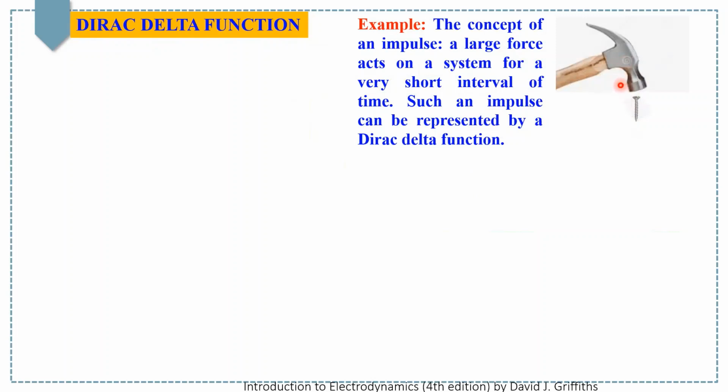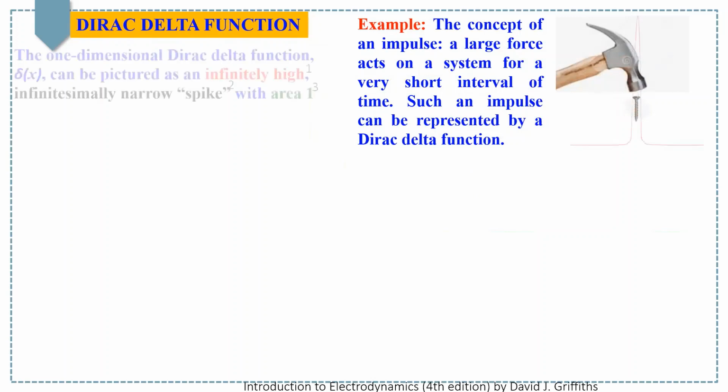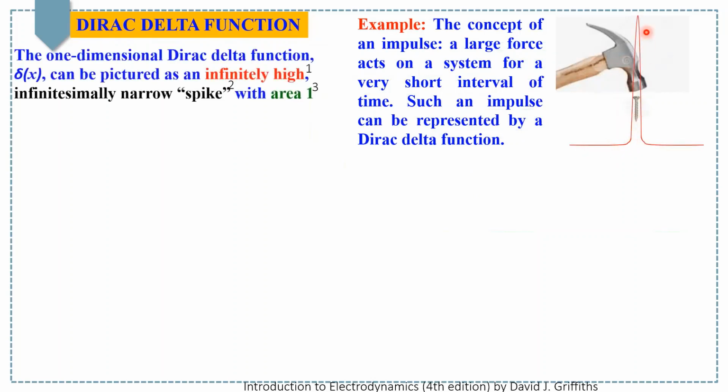is a function called the Dirac delta function, and it is represented by such a graph where you can see that in the beginning, when there is no force, it is 0 up to this point. Once we reach this point, we get a very large spike, and this is because at this point we apply a large amount of force on the screw for a very short interval of time. After this spike, we get a 0 again.